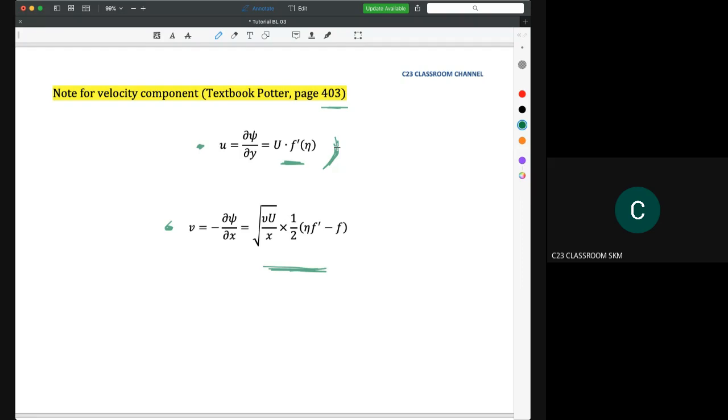However, in the Blasius solution they use the differential form. As you learned in chapter 1 and chapter 2, if we want to calculate in great detail, we could use the idea of this one. So the simplified version, or the equation that you need to understand, is this one. These are the notes for the velocity components of the Blasius exact solution.